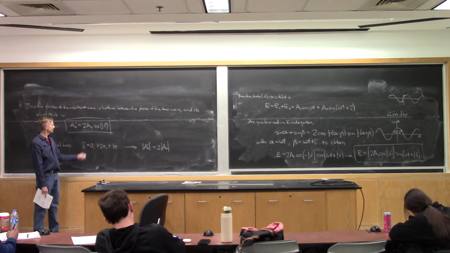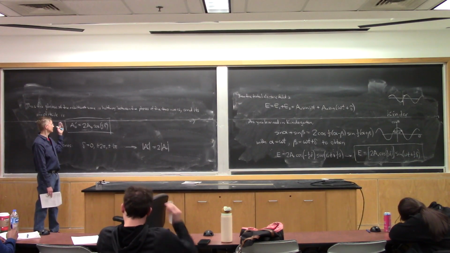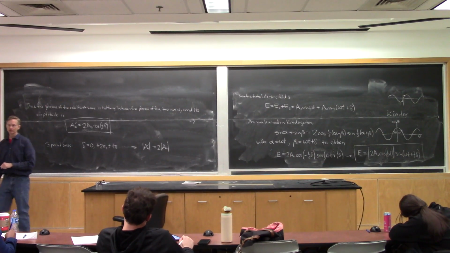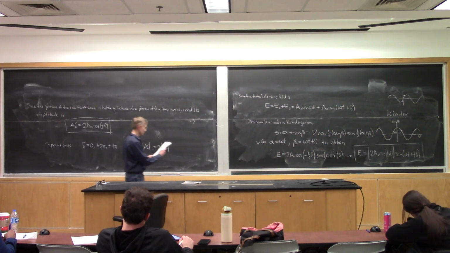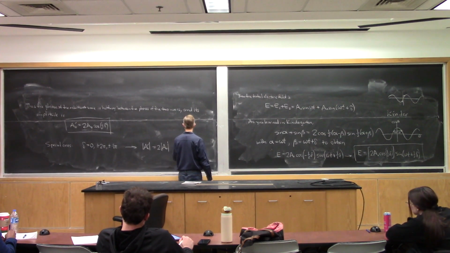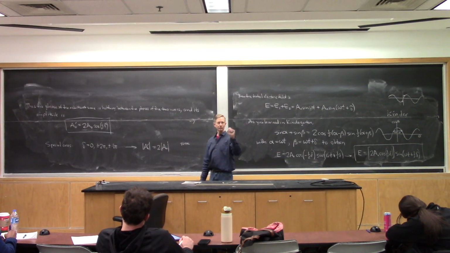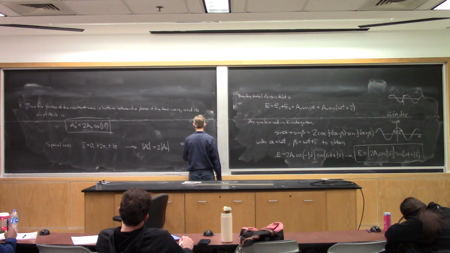And in that case, because we only care about the amplitude, the magnitude of it, you get twice the amplitude of the incident wave. That's total constructive interference. At the interference maxima, the electric field amplitude is twice the amplitude coming from either slit by itself. Total constructive interference.